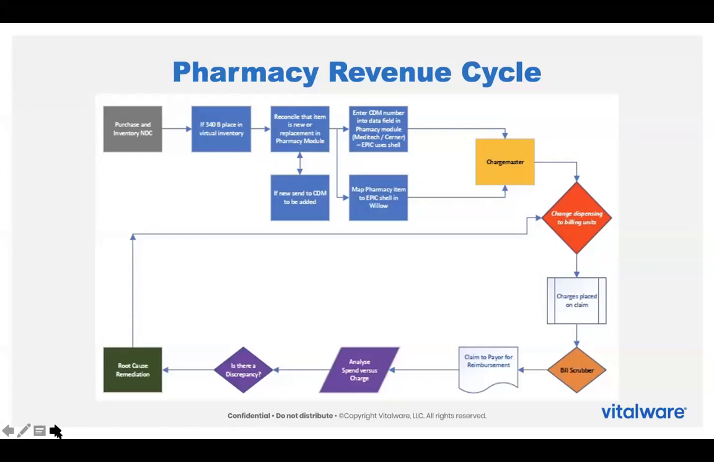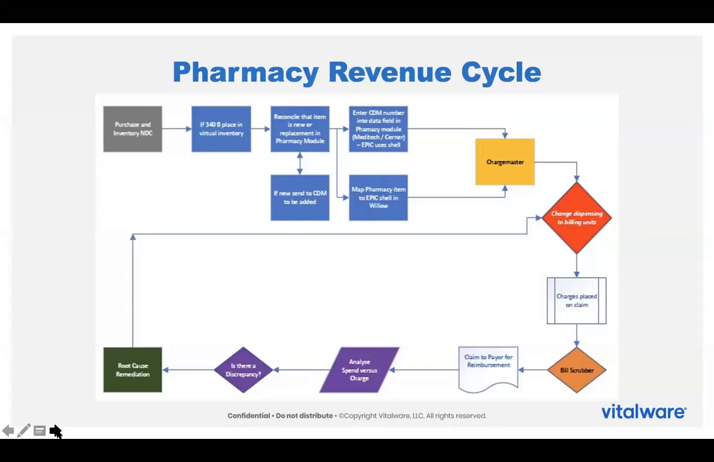They have to reconcile that item. Is it new or replacement? Did it come off the replenishment list? If it's new, they need to add it to the CDM, mapping those pharmacy items in the pharmacy module to the charge master. It is at that point the first error occurs. We frequently see the mapping between the pharmacy module and the charge master being off. So that's your first error area of concern.